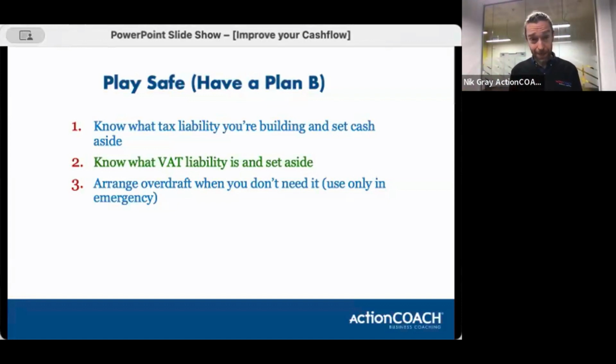And one last thing to think about is arrange an overdraft even when you don't need it. But don't go in it, only use it for an emergency. So if you do get one, it's there for a rainy day, but don't be tempted to go in it, and make sure you're clear with whoever else is responsible for cash payments.